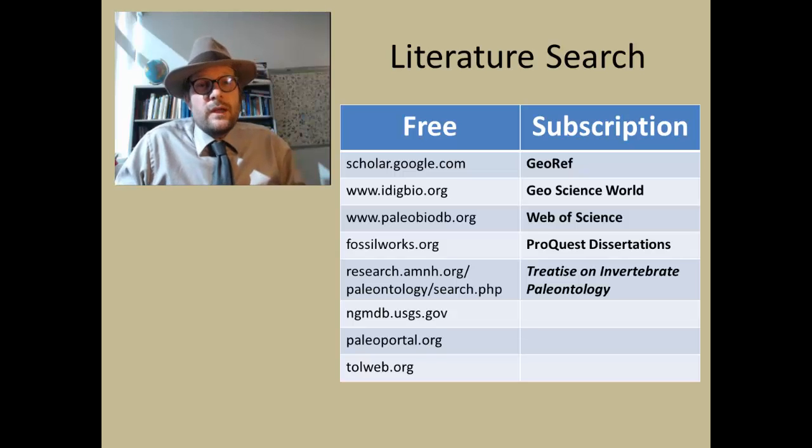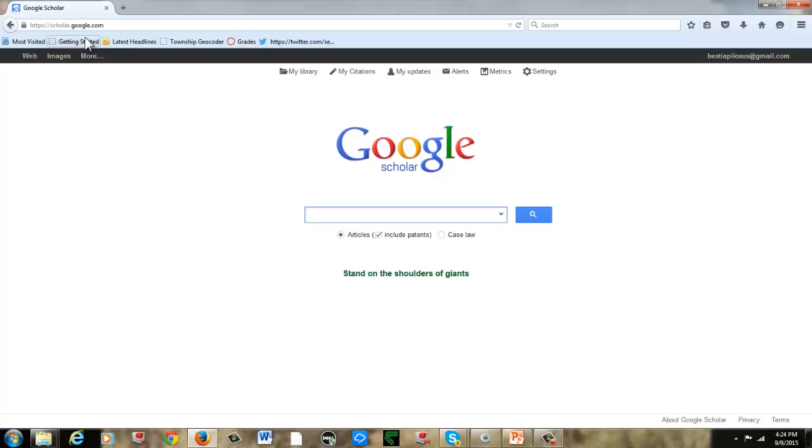So let's go to the first one, and that is Scholar Google. All right, Scholar Google is a really good search to do. It's very quick, it's free, it's out there.